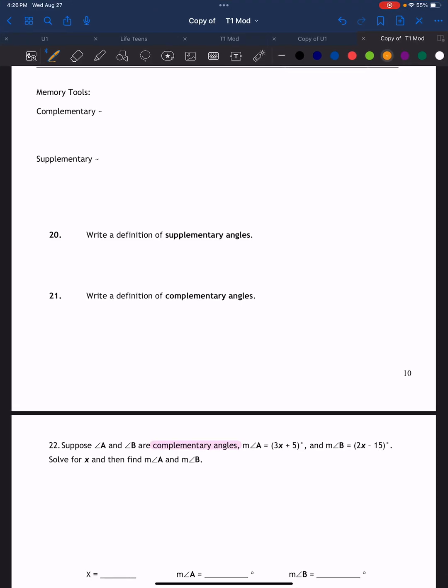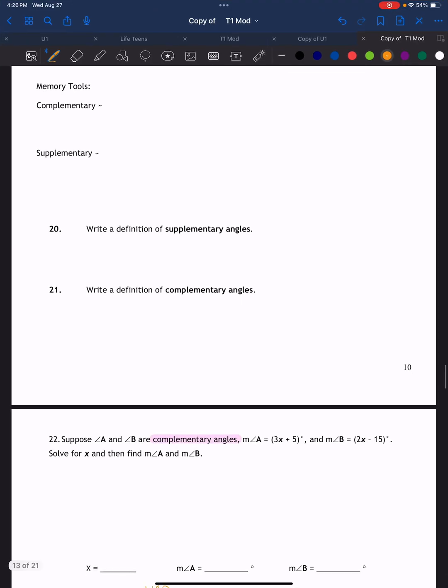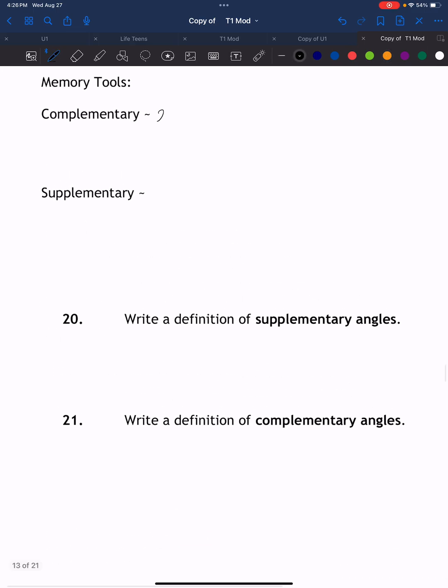Right, everyone. Another thing I want to talk about is the difference between complementary and supplementary angles. Complementary angles are two angles that add to 90 degrees. So if you had an angle that was 30 degrees plus an angle that was 60 degrees, that would be 90 degrees. All right, they would be complementary.